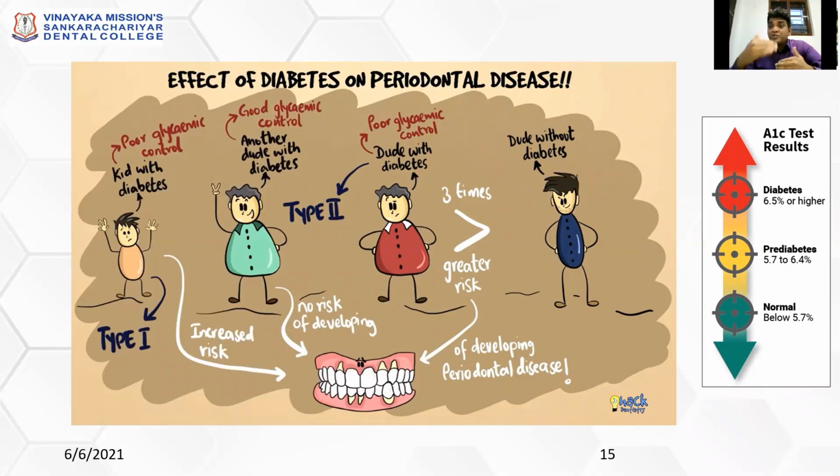So the recall visits for re-evaluation should be very frequent for a patient with poor glycemic control. A person with diabetes and poor glycemic control will have 3 times more chance of acquiring periodontal disease compared to a person without diabetes. And thus, for a person with diabetes with good glycemic control, there is no increased risk of developing periodontal disease.